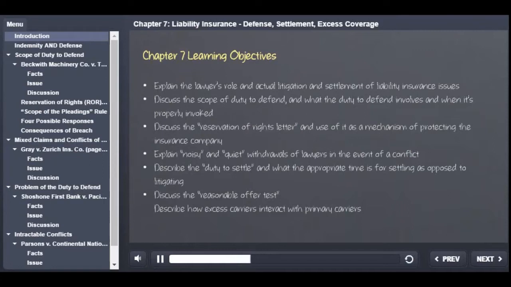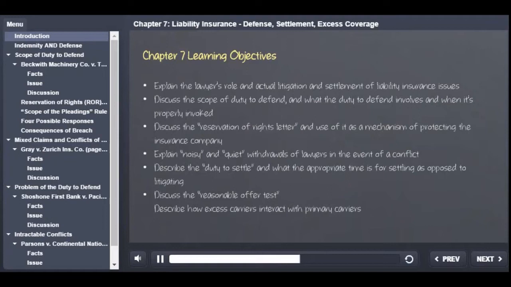In this chapter, Chapter 7, we focus more on the lawyer's role and the actual litigation and settlement of liability insurance issues. We talk a lot about the scope of the duty to defend, what the duty to defend involves, and when it's properly invoked. We will be introduced to the reservation of rights letter and the use of the ROR letter as a mechanism for protecting the insurance company.